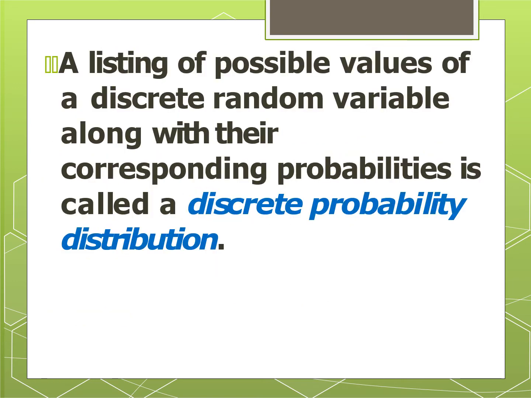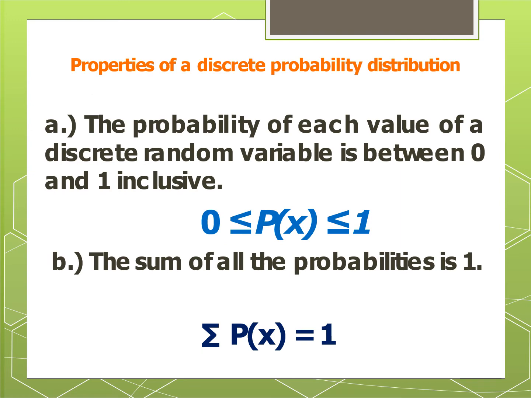Now we are done illustrating a random variable, be it discrete or continuous. Now let's proceed with discrete probability distribution. A discrete probability distribution is a listing of possible values of a discrete random variable along with their corresponding probabilities. The discrete probability distribution can be presented in tabular, graphical, or formula form.